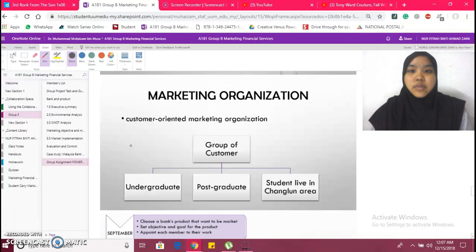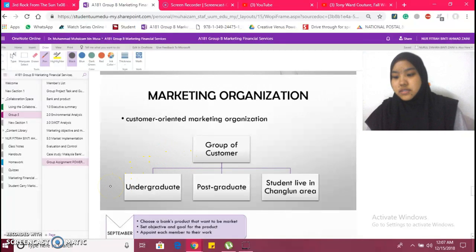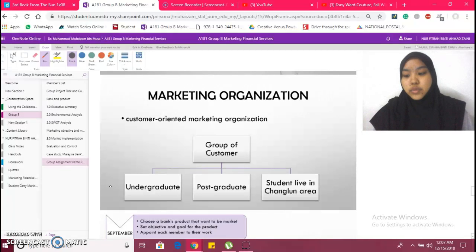So the customer-oriented marketing organization, which is the group of customers, consists of undergraduates. This is because the number of students who are undergraduates is the highest in UM. And then the second one is postgraduates, because most postgraduates are employed, and that means this product, which is insurance, is very suitable for them.